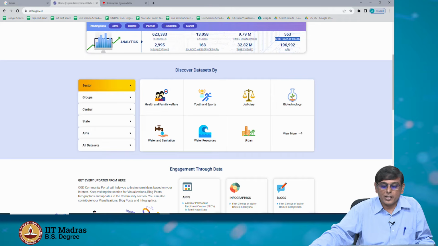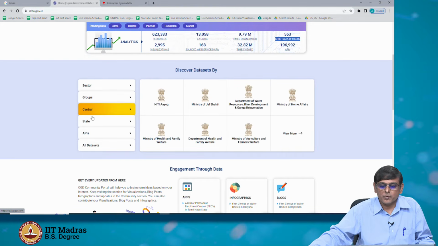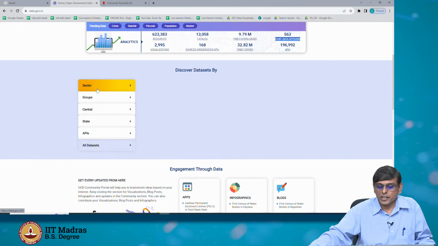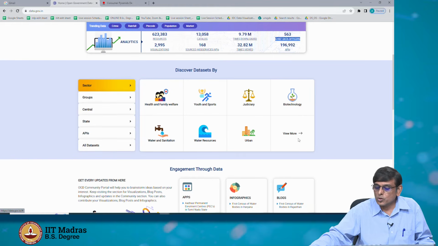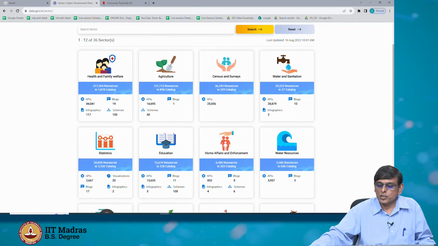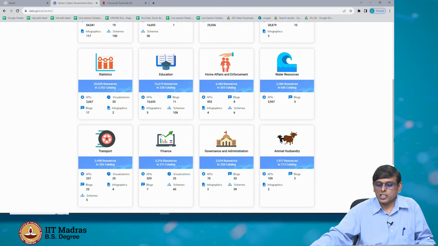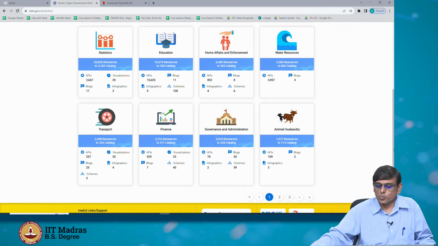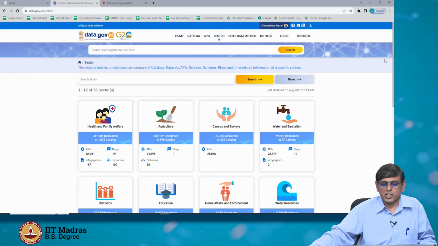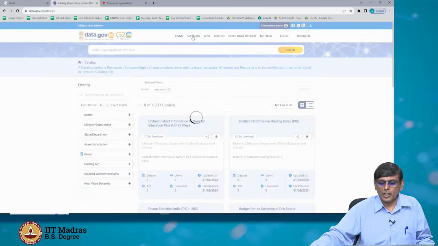So you can see that you can discover it by sector, by groups, right? Whether it's central government or state government, you can write your own APIs and access it, and all the datasets are there, right? Health and family welfare, agriculture, census and surveys, water and sanitation, statistics, education, water resources, transport, finance, government, plenty of data. Okay, all the data. Of course, you will have to log in. You have to create a registration, login, and say why you need this data. But by and large, you can easily register, and you can get hold of your data.